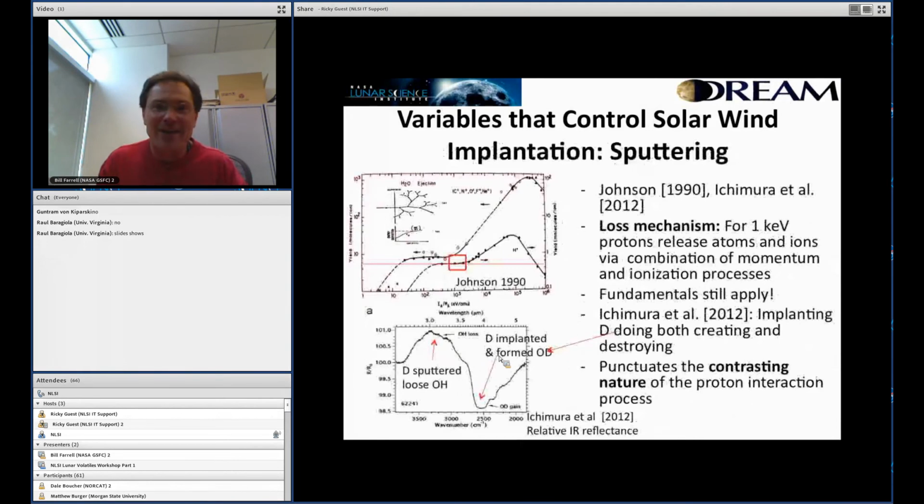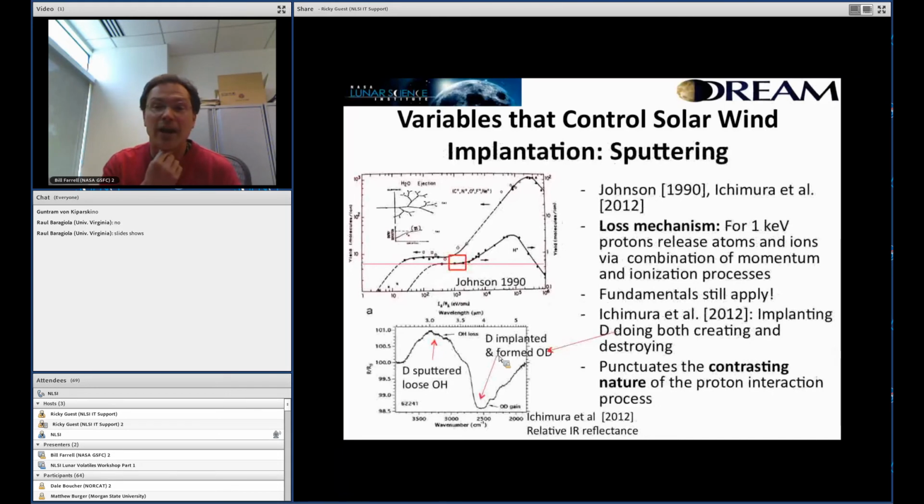Okay, so we're talking about implantation, sputtering, defects, but let's not forget that sputtering is still active. It's still a loss mechanism, and in some sense, we don't suddenly throw out Bob Johnson's book just because we now think we see implanted material. The fundamentals still apply here, and there's a great example of that.